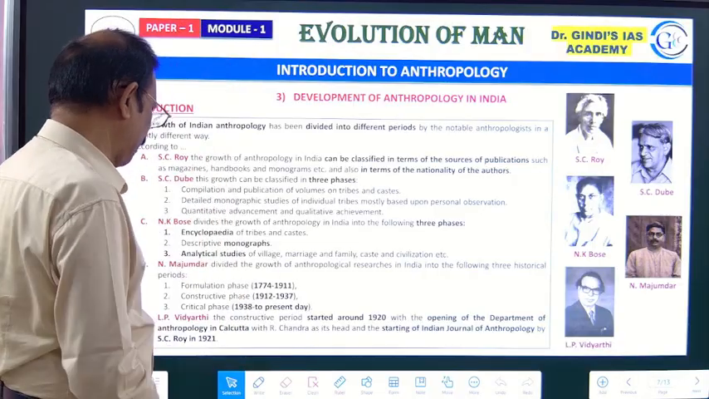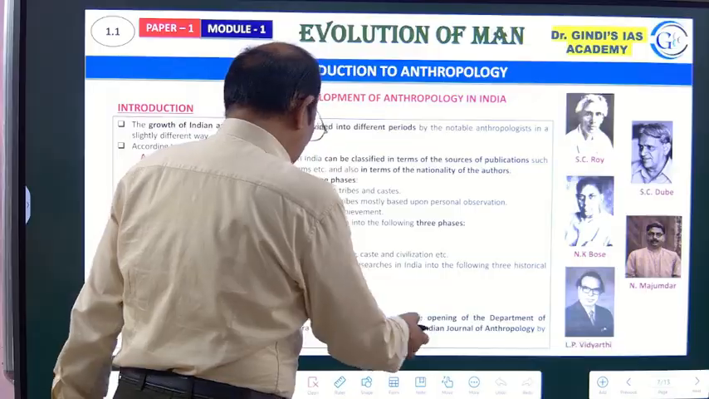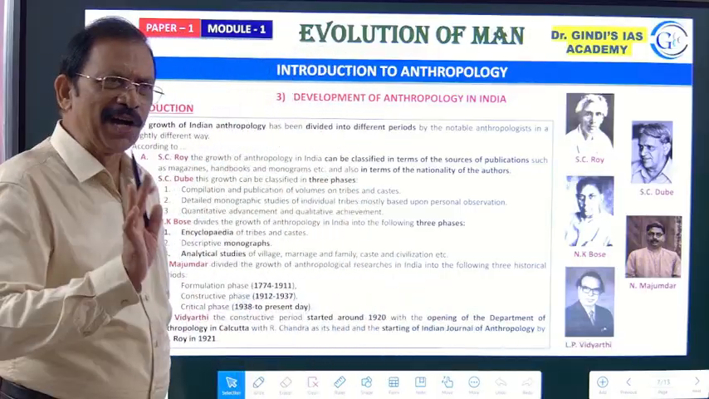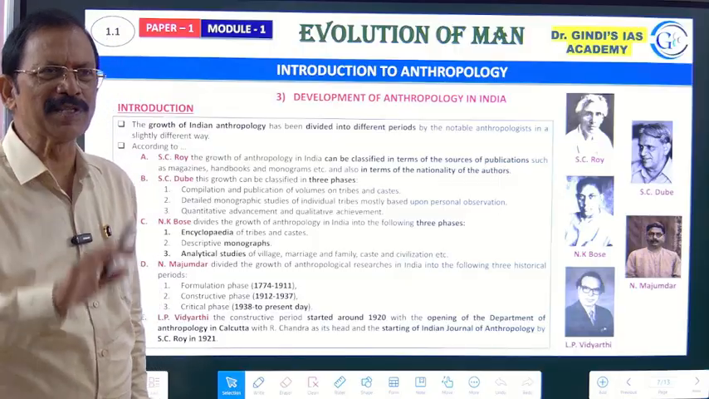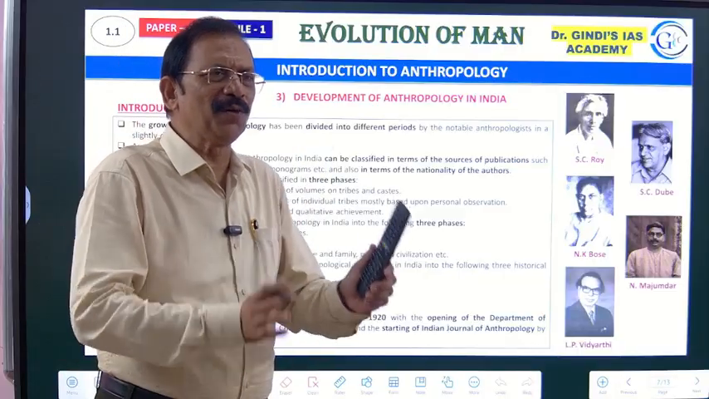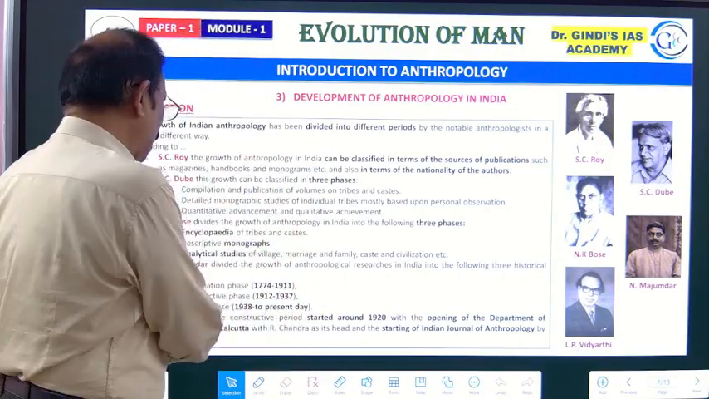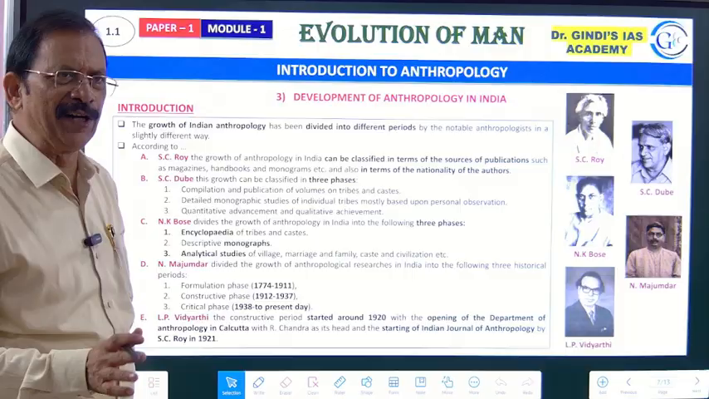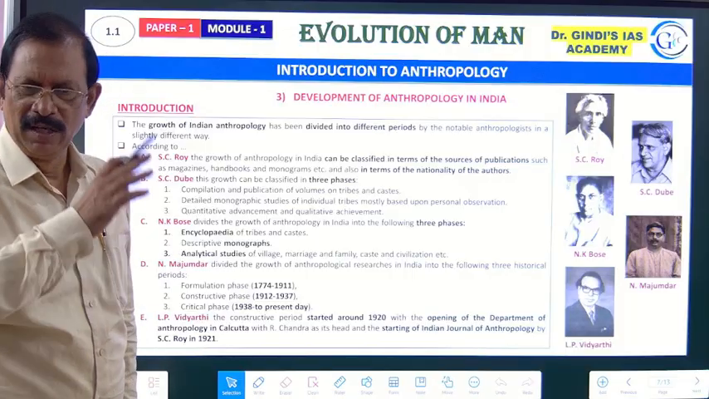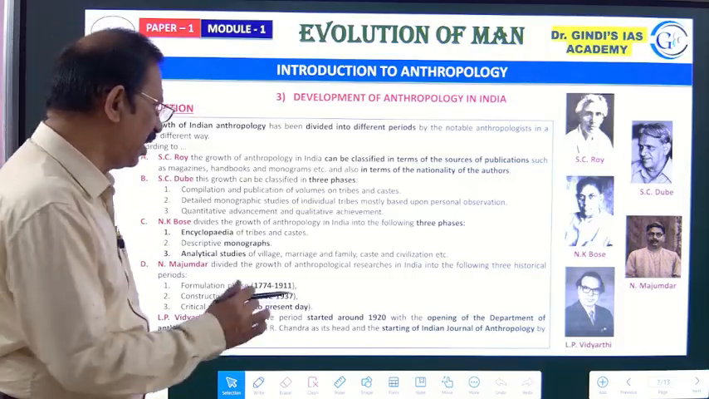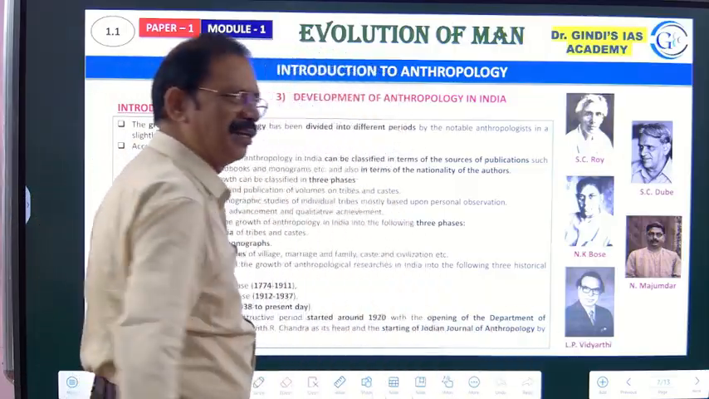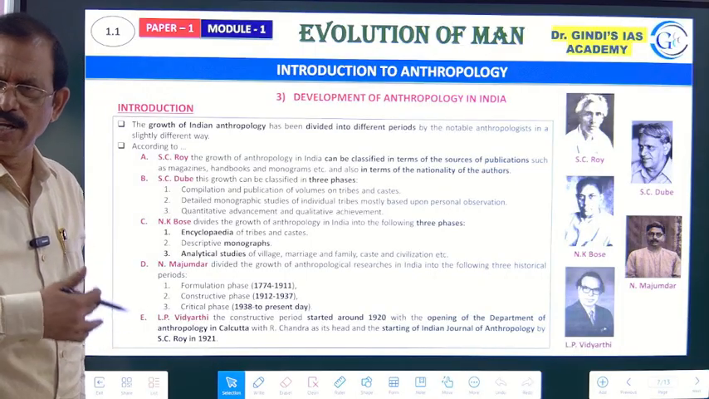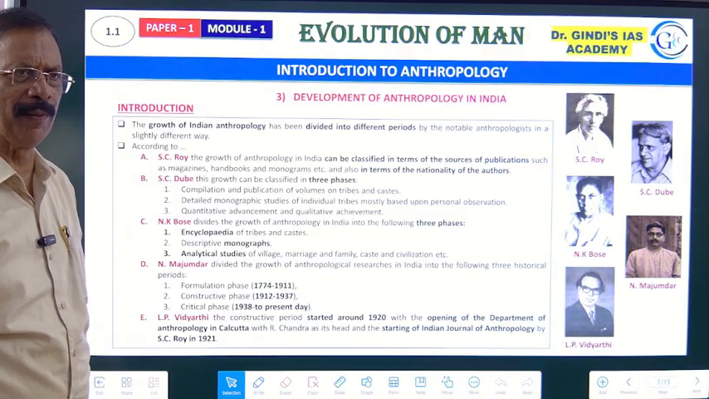So, the constructive period. And R. Chandra was the head. And there was the starting of the Indian Journal of Anthropology. Not only the opening of the department, there should be some journal confined to the subject, then only the subject will be developed. So as per LP Vidyarthi, a special journal was started for the publication of articles and researches of anthropology. There are a number of journals exclusively for anthropology research. We used to publish those data.